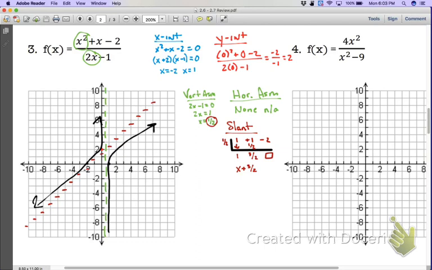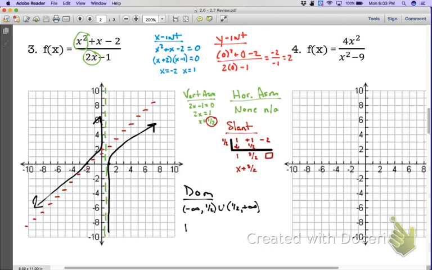So there's our graph. We still need our domain. Our domain's just going to run from negative infinity to positive 1/2, and then from 1/2 to positive infinity. All we did was just look at it, because it's basically picking up from that spot, from that vertical asymptote.